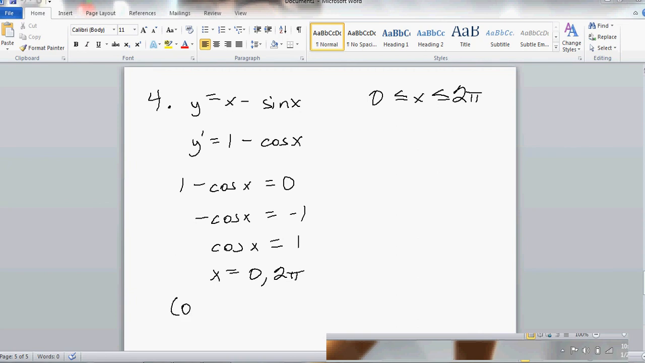Well, let's look at the values. We plug in 0 back into the original. We get 0 minus the sine of 0. Well, the sine of 0 is 0, and 0 minus 0 is 0.